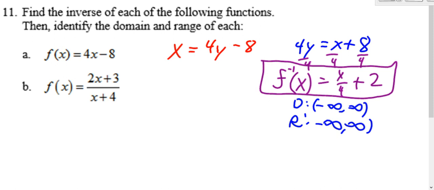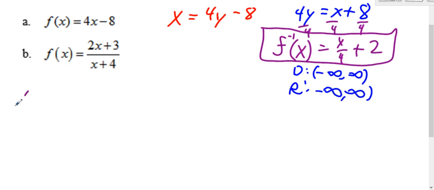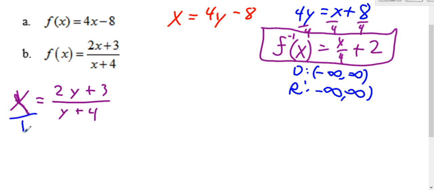For B, same thing, switch x's and y's. So x equals 2y plus 3 over y plus 4. And we're going to try to solve for y. So we can say it's x over 1, so you can cross multiply.